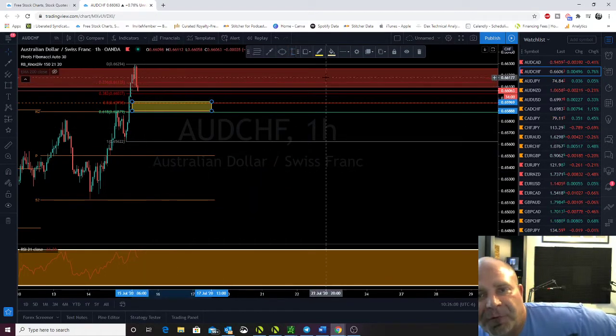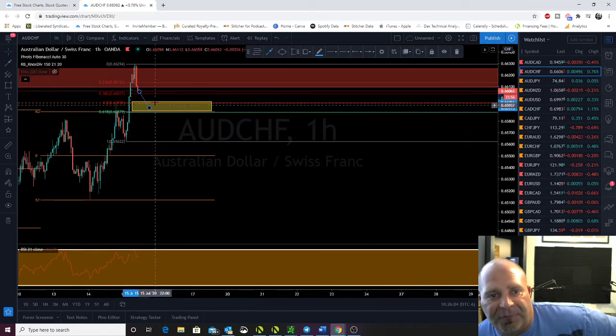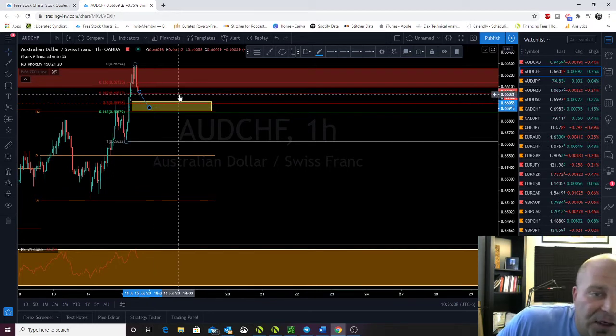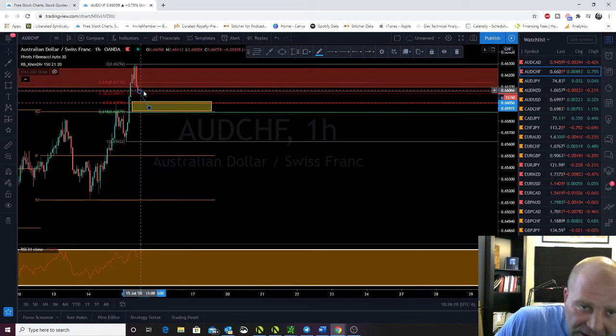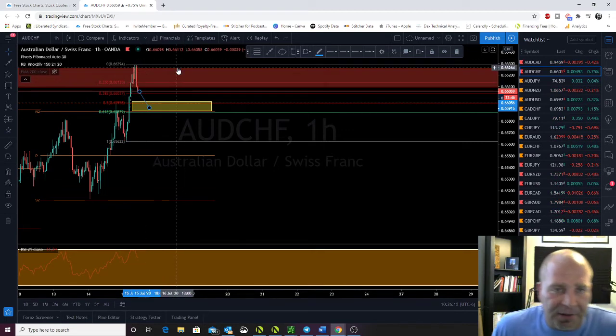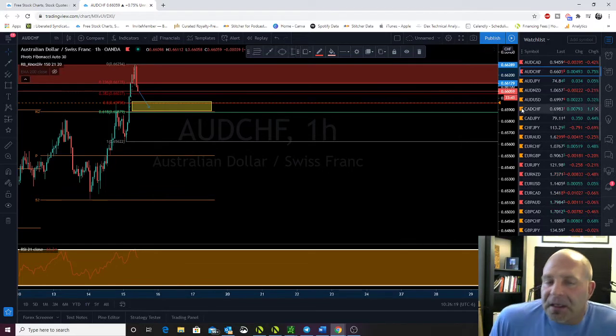I'm pretty sure price is going to continue down. If we get into this box, I'm going to look long. If we stall out above the 382, I'm going to look for some sort of double top reversal pattern up here in our zone and trade from there. Okay?